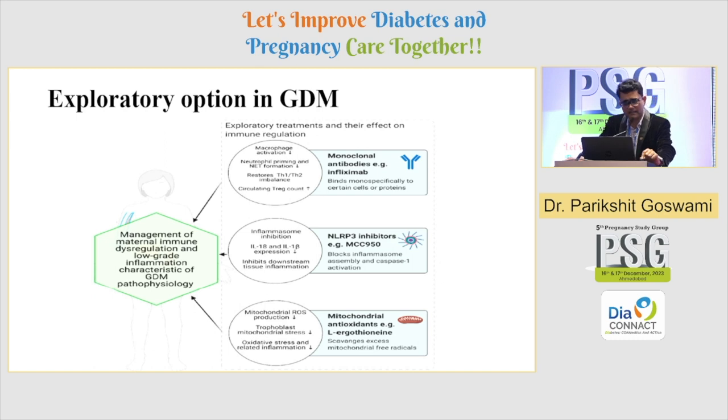These are the exploratory options, and I was saying that if we find out this immune dysregulation pathophysiological link for gestational diabetes, then we can find out newer ways to help those patients. Monoclonal antibodies, inhibitors, mitochondrial antioxidants, all have a definite role in terms of reducing the low-grade inflammation, which has to be low-grade in a normal pregnancy, but it is dysregulated in gestational diabetes, and where we can hope for these new exploratory options which will develop in future.